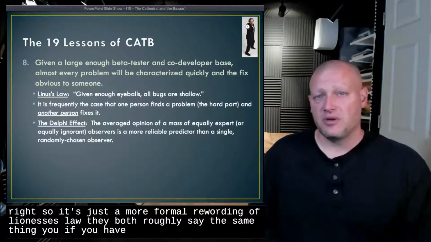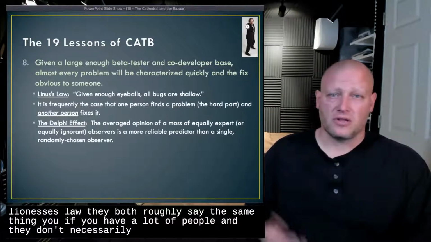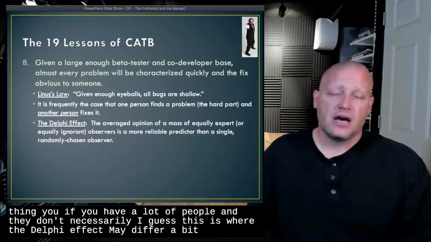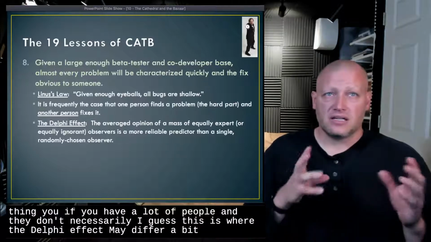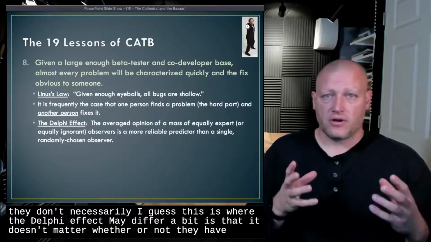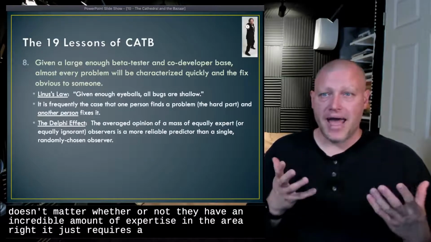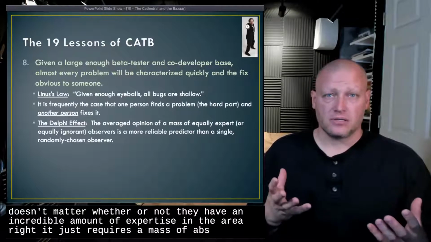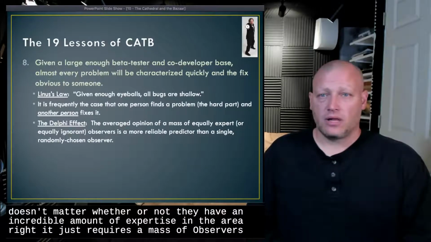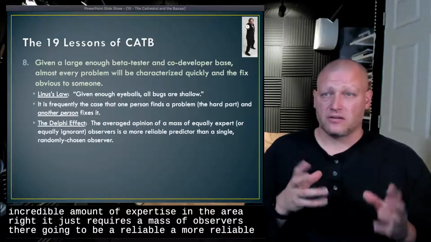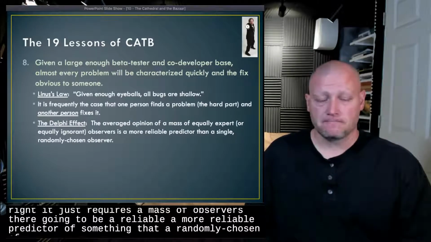If you have a lot of people, and they don't necessarily, I guess this is where the Delphi effect may differ a bit, is that it doesn't matter whether or not they have an incredible amount of expertise in the area, right? It just requires a mass of observers. They're going to be a more reliable predictor of something than a randomly chosen observer.